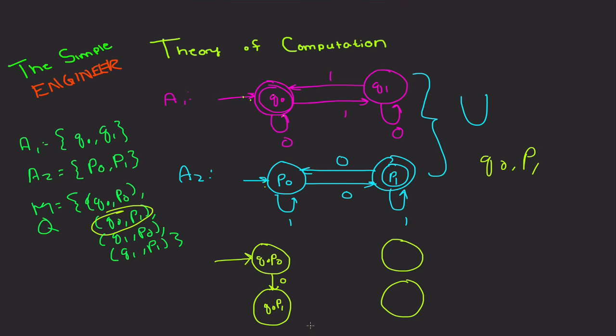Okay? Likewise, from Q0, P1, if we're in Q0 and we feed in a 1, it's going to go to Q1. If we're in P1 and we feed in a 1, it's going to go to P1. So we have Q1, P1, which is right here. So we know that on a 1, this would go to Q1, P1.